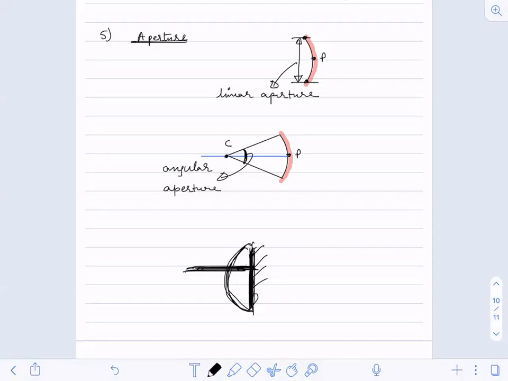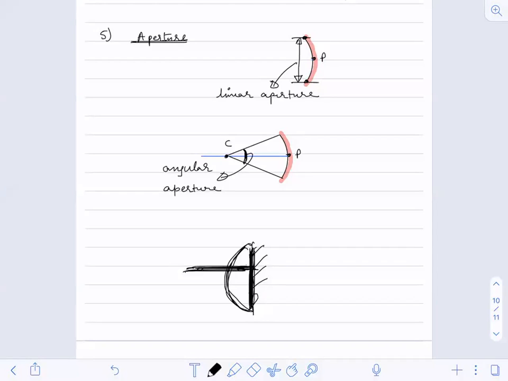Yes, angular aperture is just a sector of the angle. You have to take the angle.